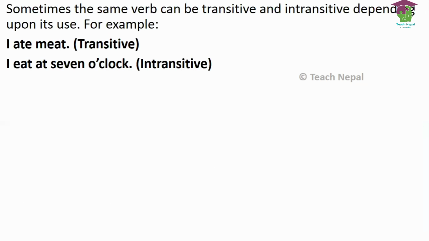So for example, I ate meat, that's transitive. If you only say I ate, it's not complete. I eat at 7 o'clock, right? So 7 o'clock here is seen as a time adverbial. So I eat alone can also exist, right? So it's what we call intransitive verb.